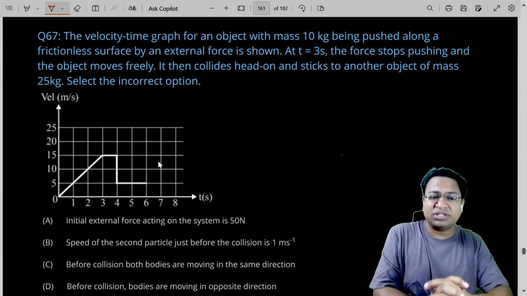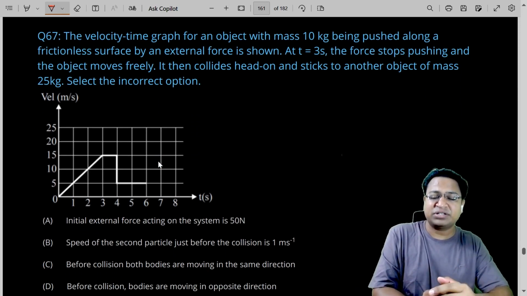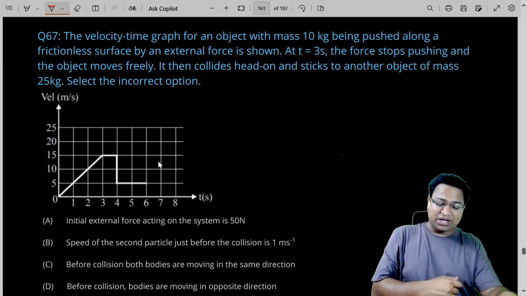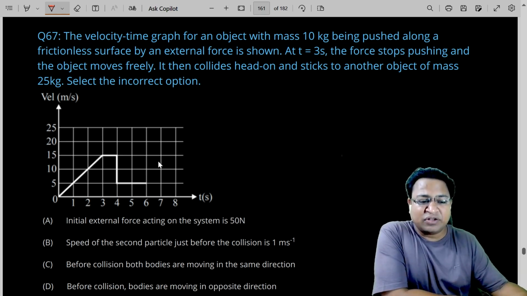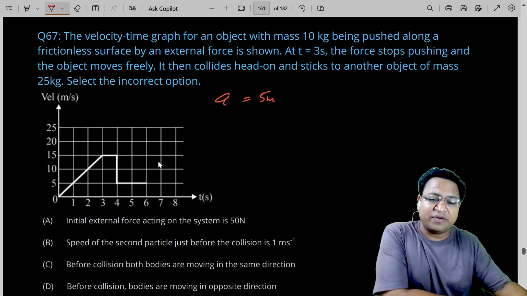Next, we go to question number 67. The velocity diagram of an object with a mass of 10 kg being pushed along a frictionless surface by an external force is shown. At t equal to 3 seconds, the force stops pushing and the object moves freely. It then collides head-on with another stationary object of mass 2m. Select the incorrect option. So, initially the velocity time graph was continuously increasing and it is a straight line. So, this graph has a constant slope and that slope is how much? 15 by 3. So, the acceleration was 5 meter per second squared.